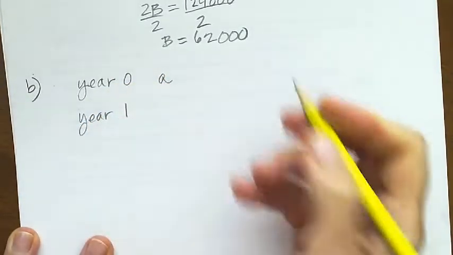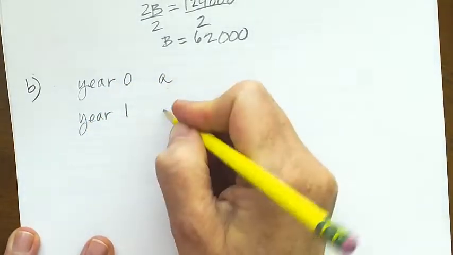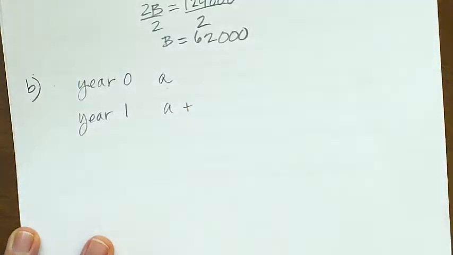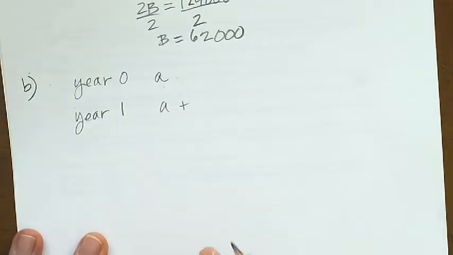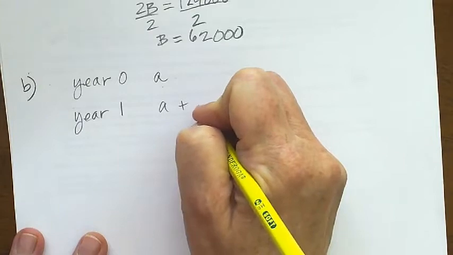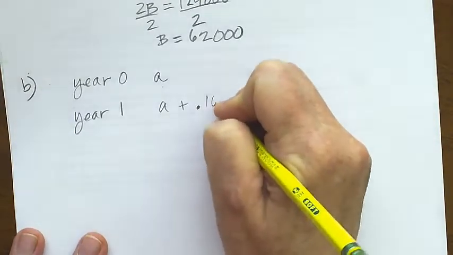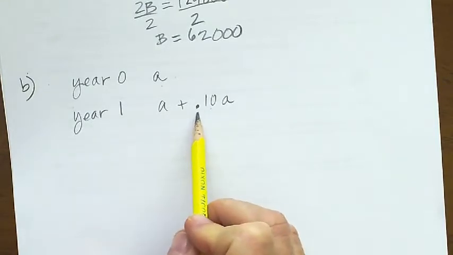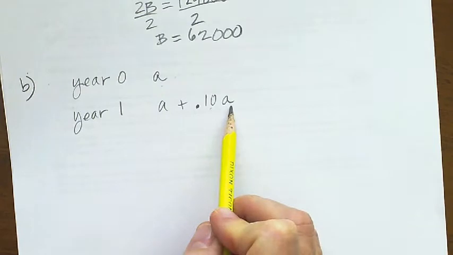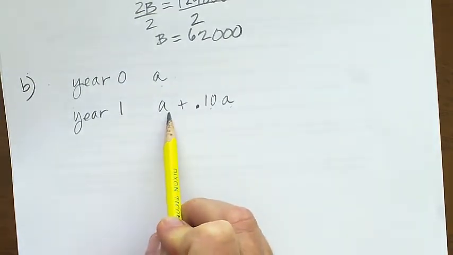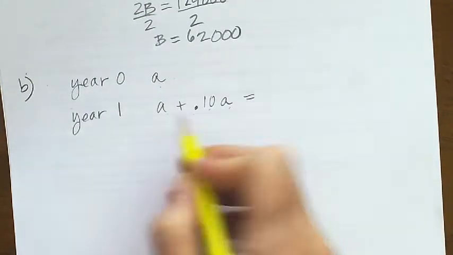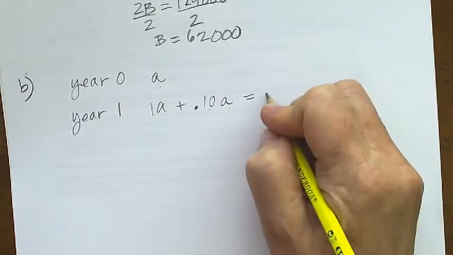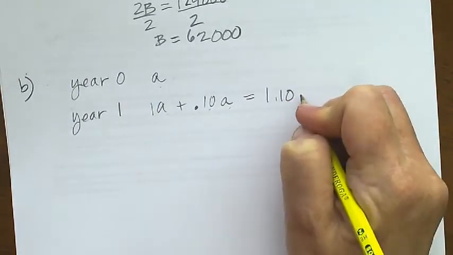After year 1, it goes up 10%. So it's going to be A plus 10% of A. To get 10% of A, I'm going to multiply 0.10 times A. 10% as a decimal is 0.10. If I multiply that by A, that gives me 10%. If I add that to the original price, remember this is 1A, that would give me 1.10A.